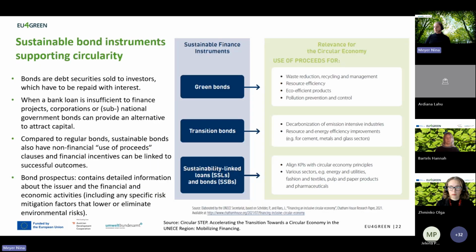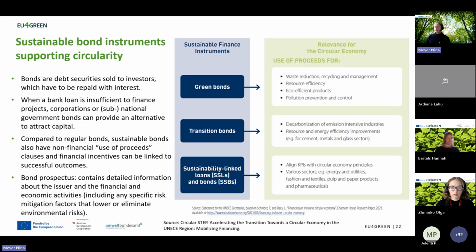On the next slide, we're going to talk a little bit more about bonds, sustainable bonds. Bonds are debt securities sold to investors, which have to be repaid with interest, so a kind of a loan. Bonds are often used if a bank loan is insufficient to finance projects, so corporations or sub-national governments can issue bonds to provide an alternative to attract capital.